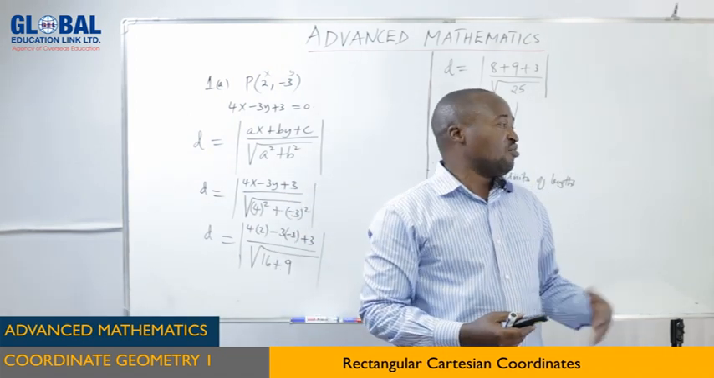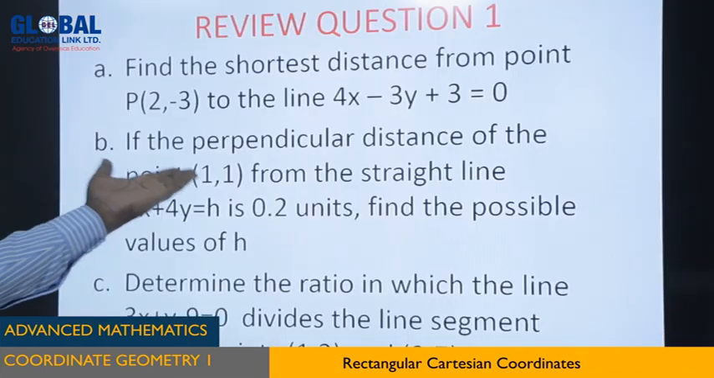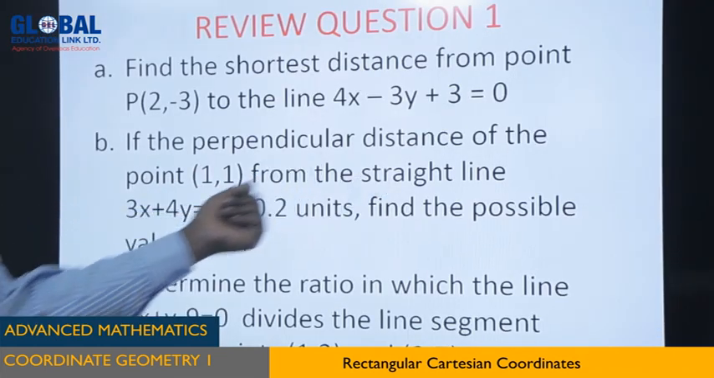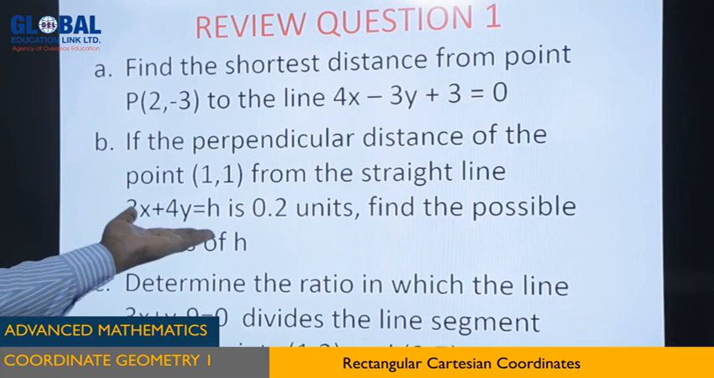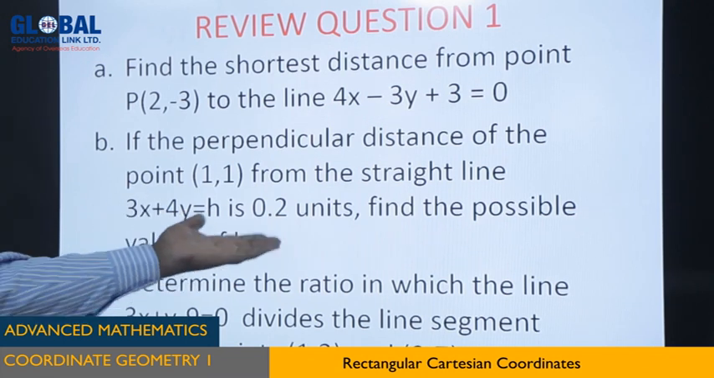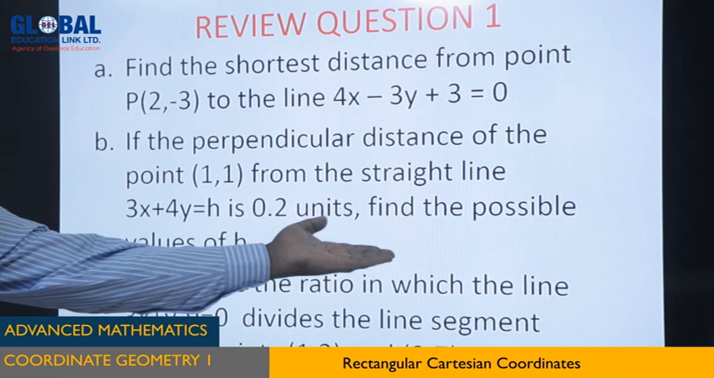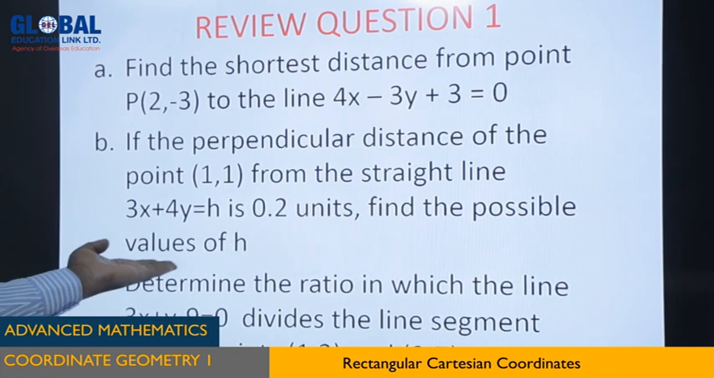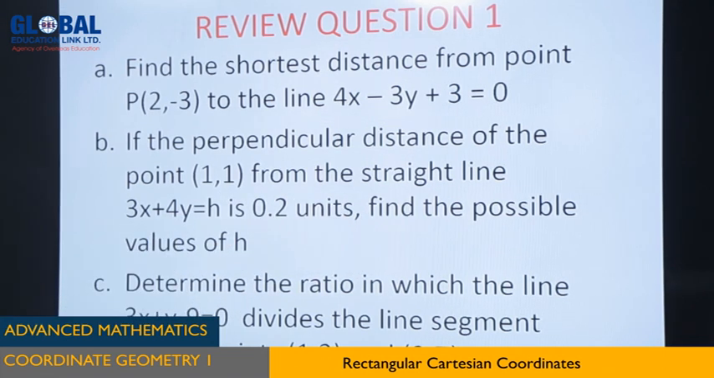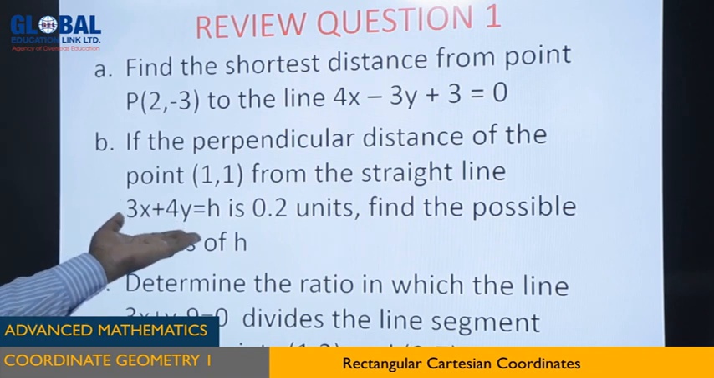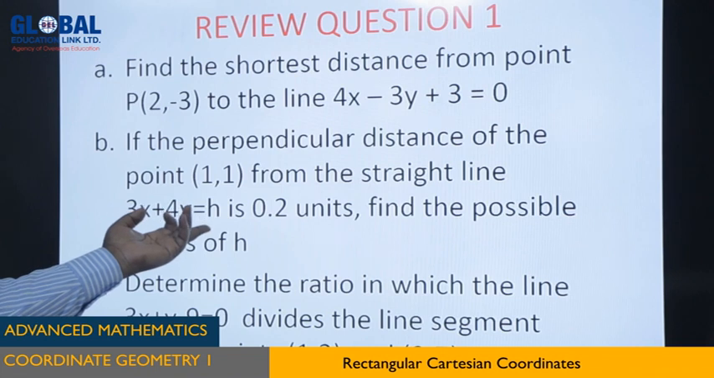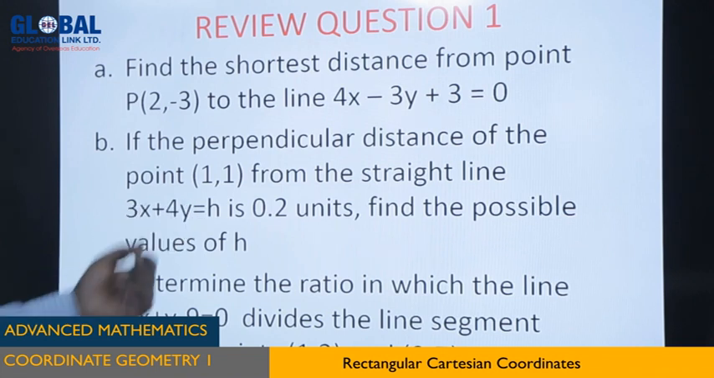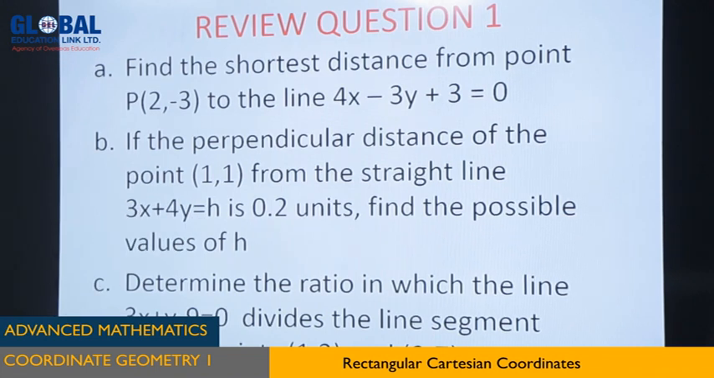So the question says, if the perpendicular distance of the point (1, 1) from the straight line 3x plus 4y equals h is 0.2 units, find the possible values of h. This time we have an unknown, h is unknown, so we are looking for the possible values of h.